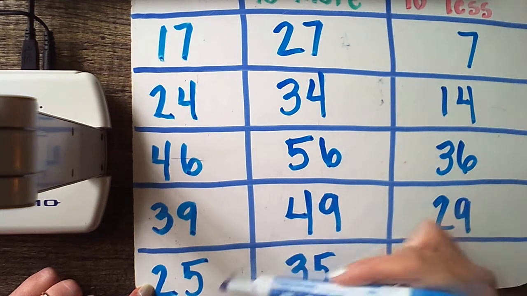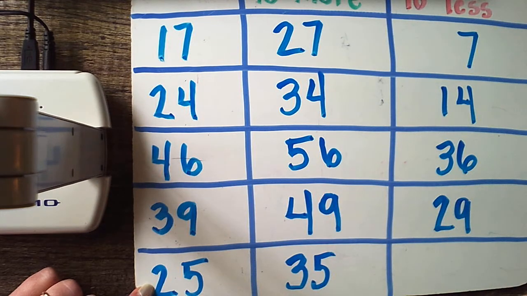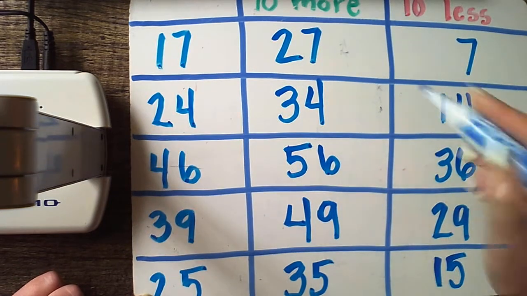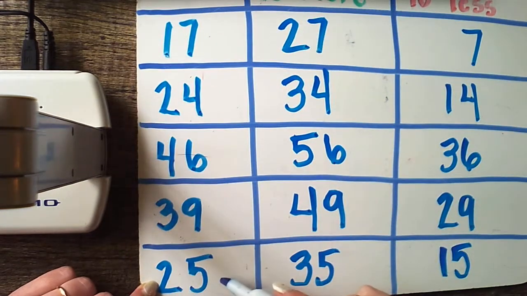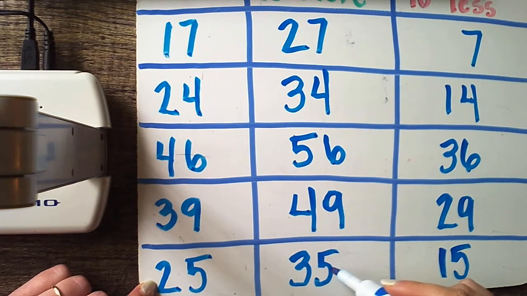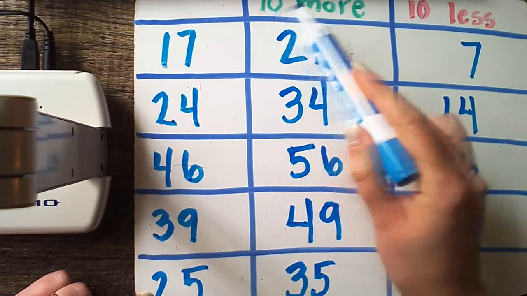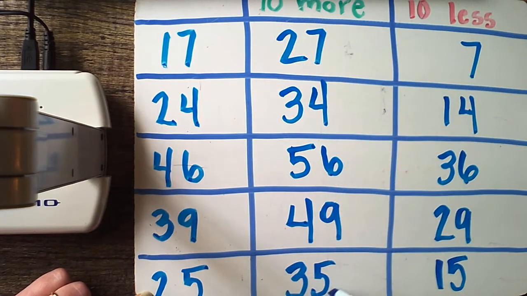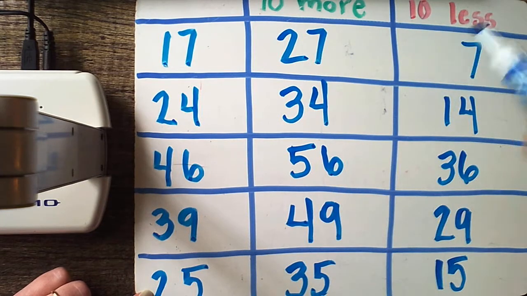All right, 10 less than 25. Well, instead of 2 tens, now I'm just going to have 1 10. The number in the ones place stays the same. So let's say it together. 10 less than 25 is 35. I'm sorry, did I say that incorrectly? I hope you caught that. Try that again. 10 more than 25 is 35. 10 less than 25 is 15.